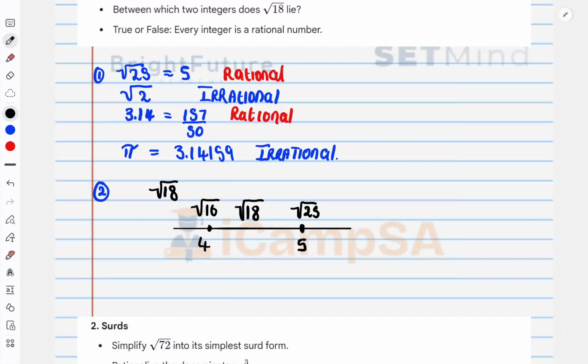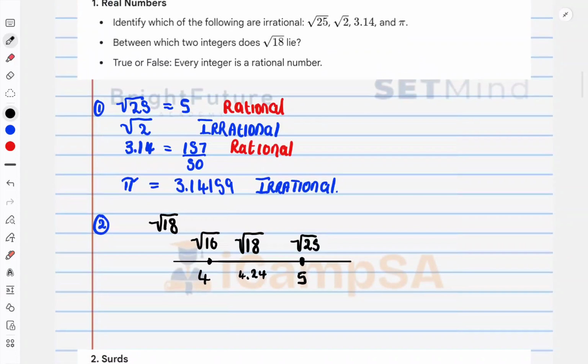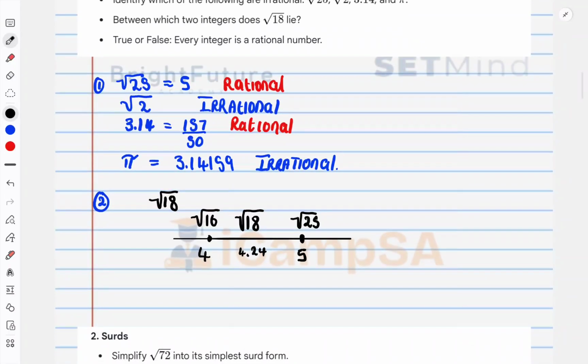The root of 18 lies between 4 and 5 integers. And even if you pass the calculator, you know that the root of 18 is 4.24, just to check. But the way to do it is by finding the two perfect squares that the root of 18 lies between. Okay, and then for number 3, we have true or false.